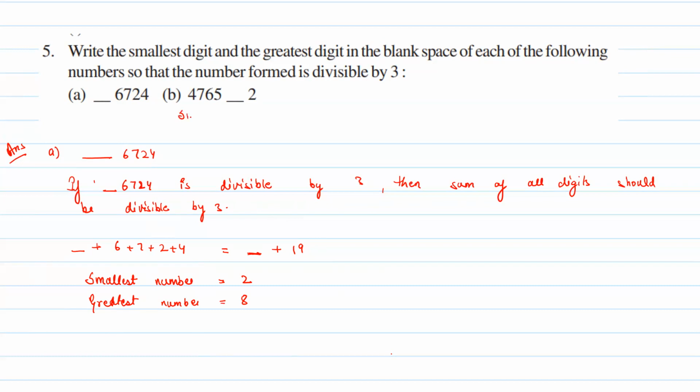Similarly, for the B part, the smallest will be dash plus the sum of all other numbers. 7 plus 4, 11 plus 6 is 17 plus 5, 22 plus 2, 24. So it is 24 coming out to be. The smallest number can be 0 and the greatest number will be dash plus 24. You can add 9 to it. If we add 24 plus 9, what will it give you? 33, which is divisible by 3. 9 and 24 both are divisible by 3. Okay. So this is the smallest and this is the greatest.